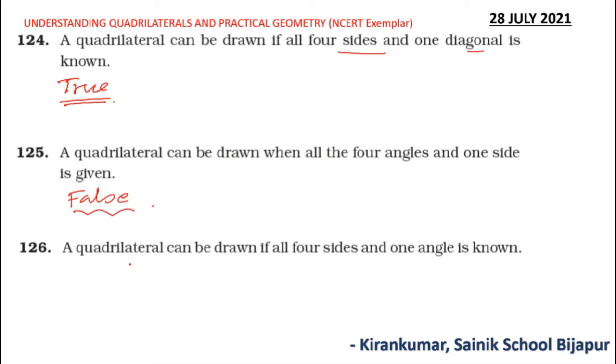Question 126. A quadrilateral can be drawn if all 4 sides and 1 angle are known. This statement is a true statement.